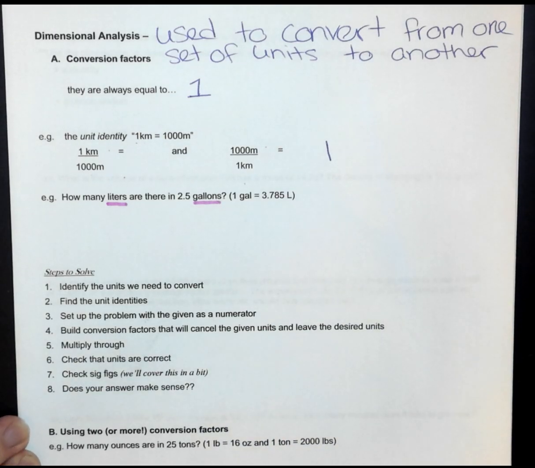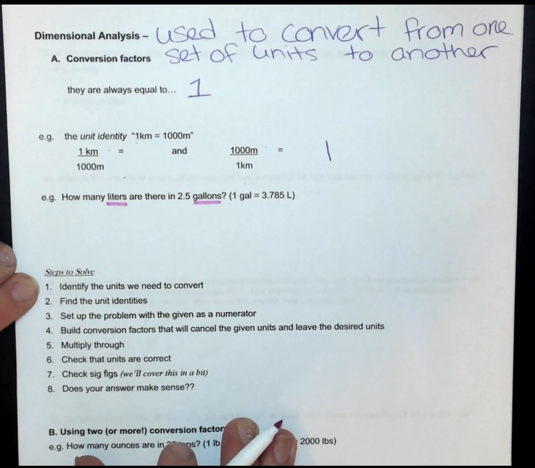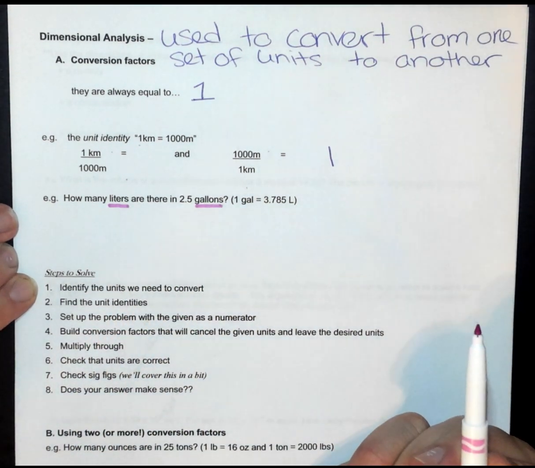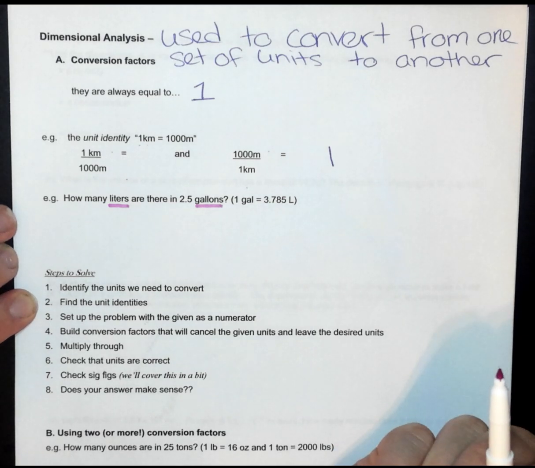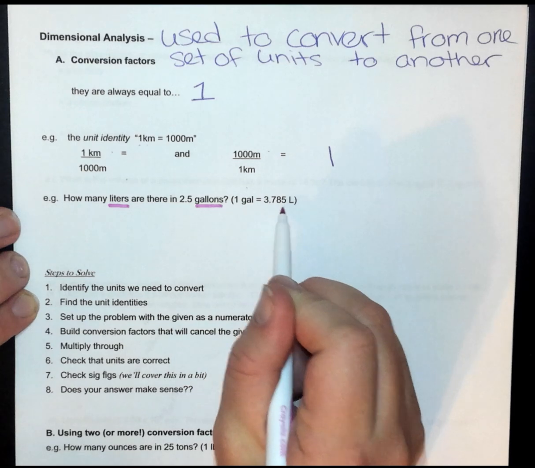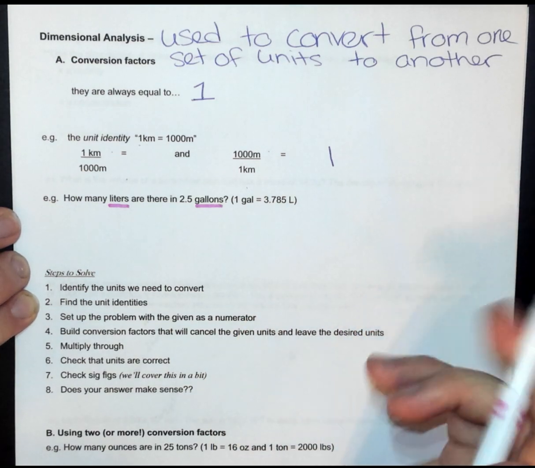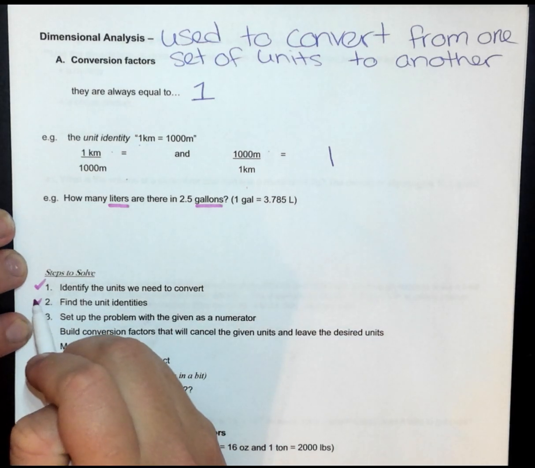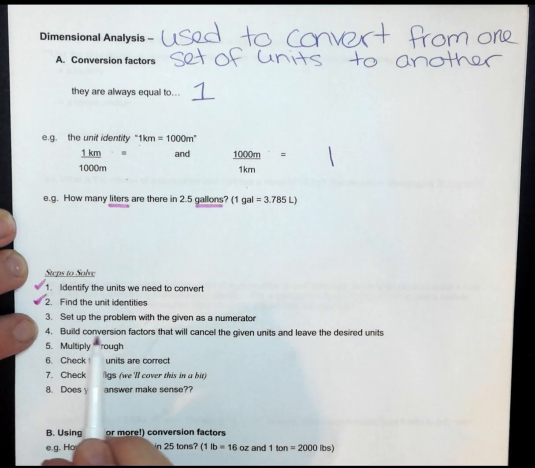My first step to solve is identifying the units we need to convert. So I'm going between liters and gallons. Next, find the unit identities. So 1 gallon equals 3.785 liters. Check, check. Step 3 says, set up the problem with the given as a numerator.